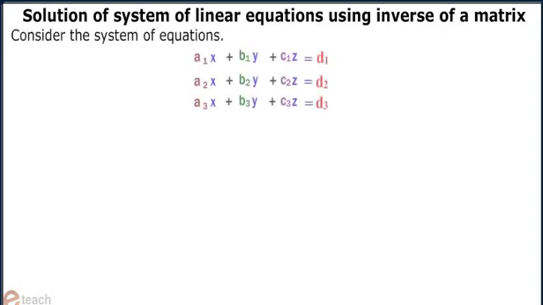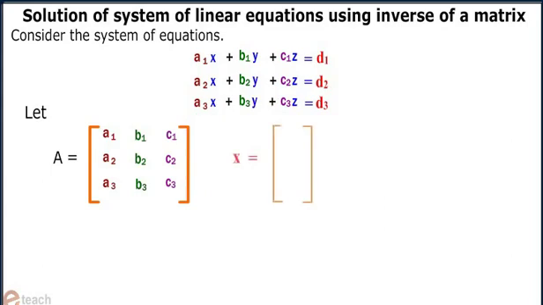Let us study solution of system of linear equations using inverse of a matrix. Consider the system of equations a1x plus b1y plus c1z is equal to d1, a2x plus b2y plus c2z is equal to d2, a3x plus b3y plus c3z is equal to d3, and let A be a matrix formed by the coefficients of x, y and z, X be a matrix formed by the variables x, y and z, and B be the matrix formed by the constants of the simultaneous equations.